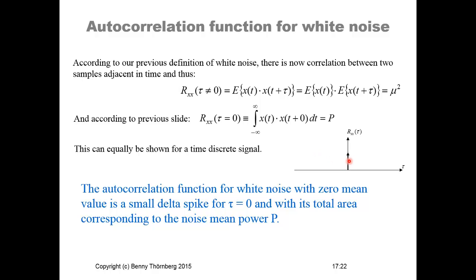We can make a simple drawing or diagram of the corresponding autocorrelation function. That will be a delta spike for tau equal to 0. And let's say that the mean value for the noise is equal to 0, then for all the other values of tau we will have a 0 value for the autocorrelation function. So the autocorrelation function for white noise with 0 mean value is a small delta spike for tau equal to 0, with its total area corresponding to the noise mean power P.